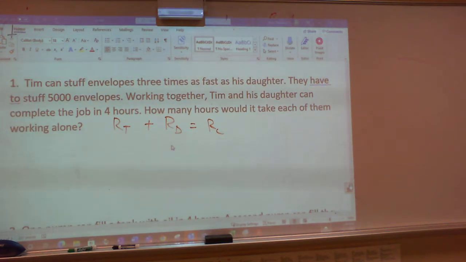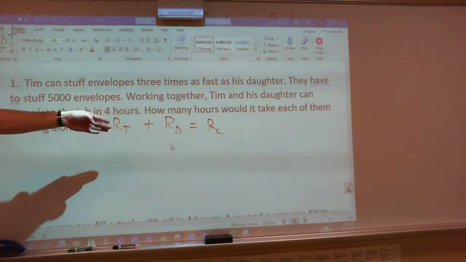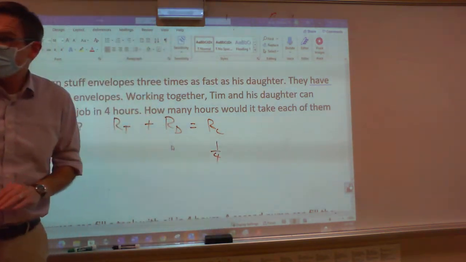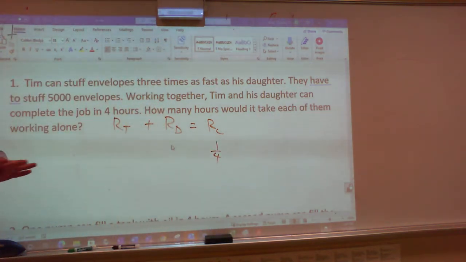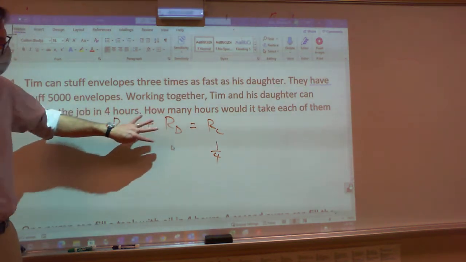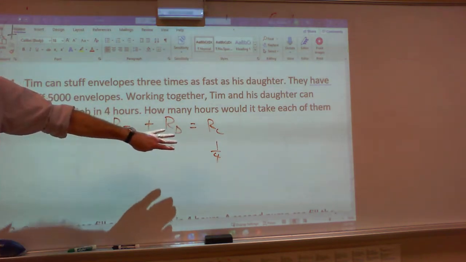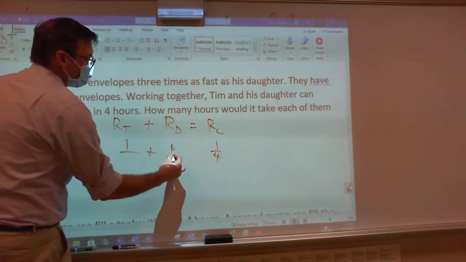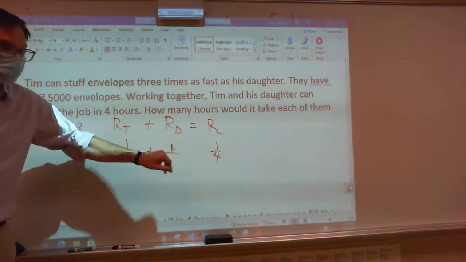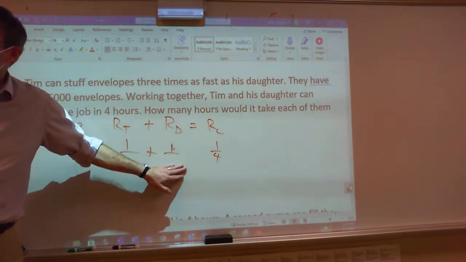Okay. Now, what do we know? The total is 1 job. Since it took a total of 4 hours, what's going to go over here? 1 over 4. Is everybody okay with that part? Is that easy to pick out of the problem? And so now let's talk about the rate of Tim and his daughter. We know it's going to be 1 over something plus 1 over something. We've got to figure out what goes here.